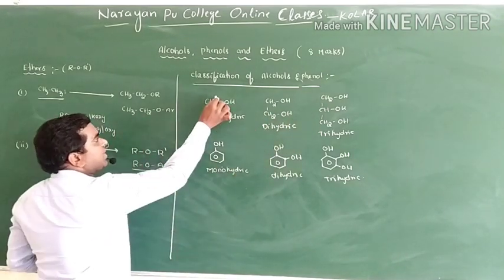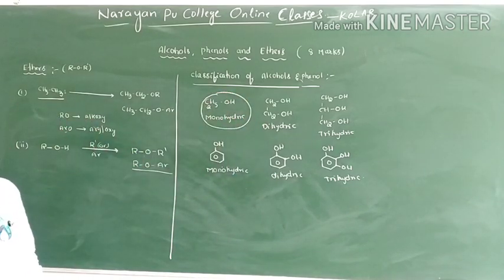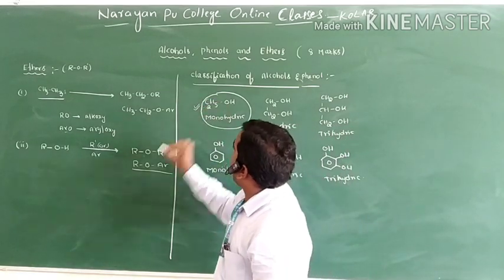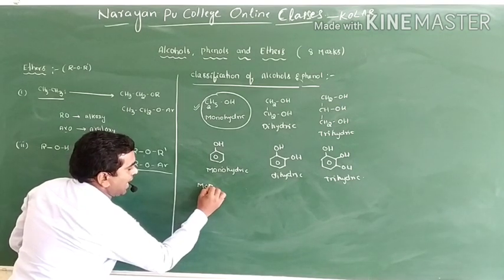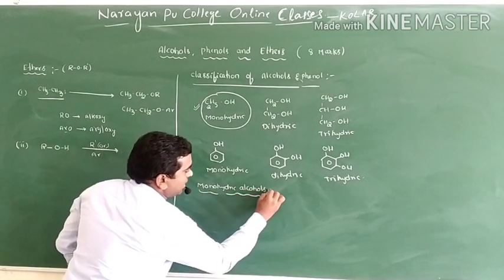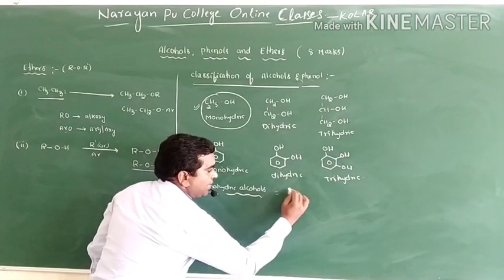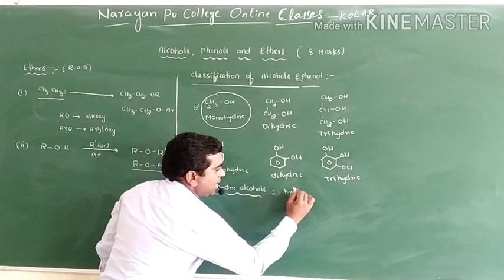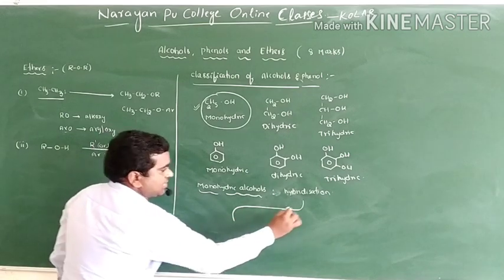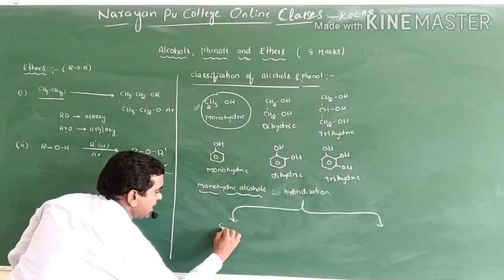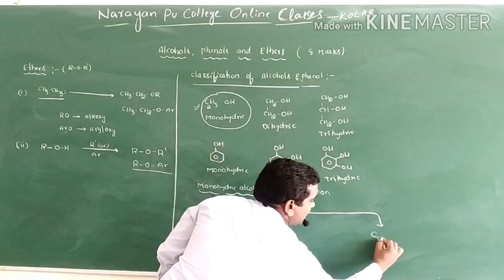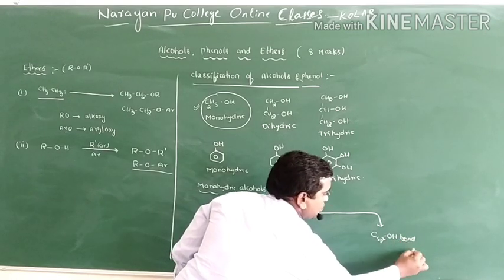Clear? And the next one: specifically these monohydric alcohols are further classified according to the hybridization. If you take monohydric alcohols, these are further classified according to the hybridization. So what are they? One is compounds containing a C sp3-OH bond, and the second one is compounds containing a C sp2-OH bond. This we have to discuss.